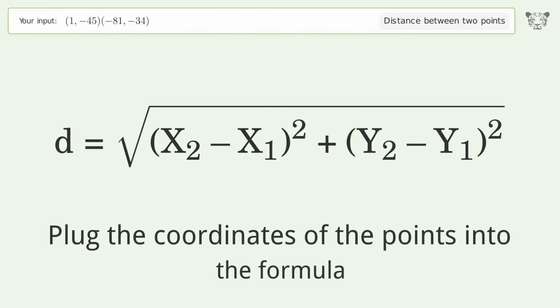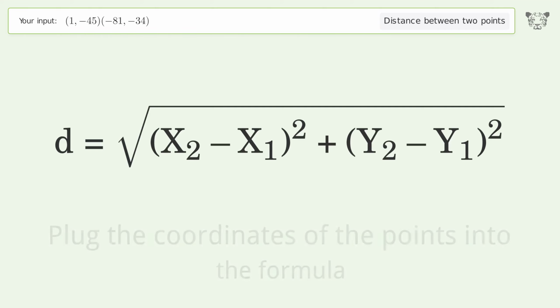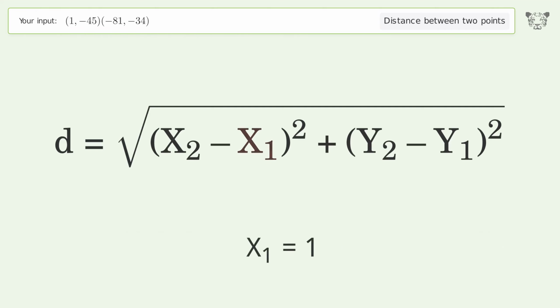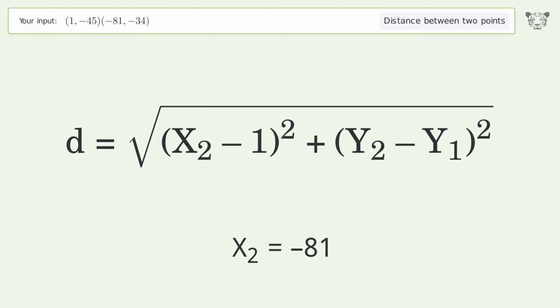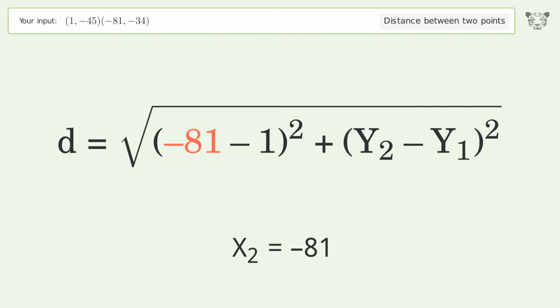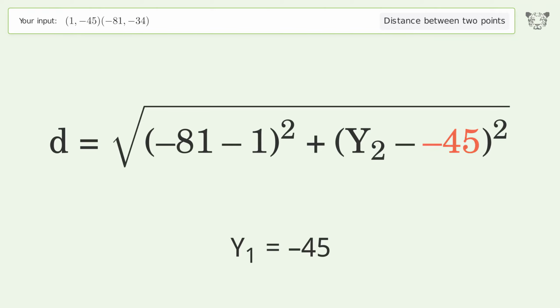Plug the coordinates of the points into the formula. x1 equals 1. x2 equals negative 81. y1 equals negative 45. y2 equals negative 34.